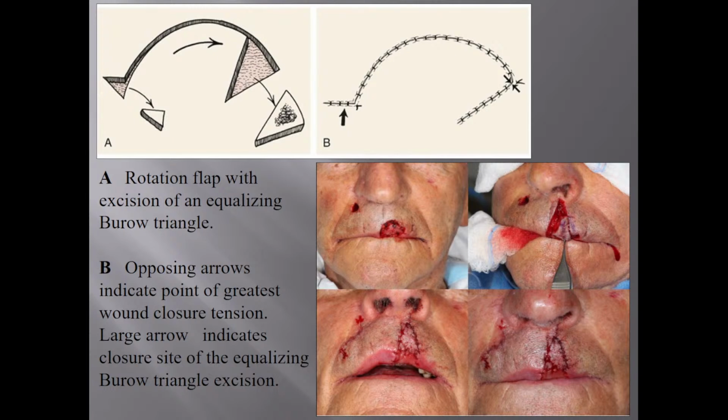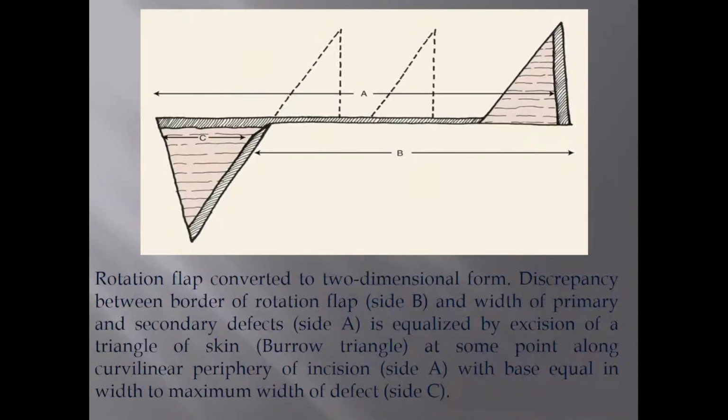The design of the classic rotation flap is seen on the slide, and a standing cutaneous deformity will develop at the base of the flap. A Burow's triangle can be removed to facilitate repair of a donor site wound. A back cut at the base of the flap shifts the position of the pivotal point and changes the location of the standing cutaneous deformity. When the rotation flap is converted to a two-dimensional form, it appears as in this slide. You can see this photo.